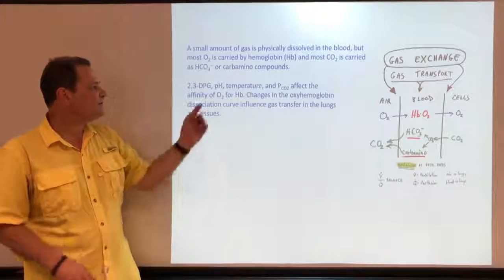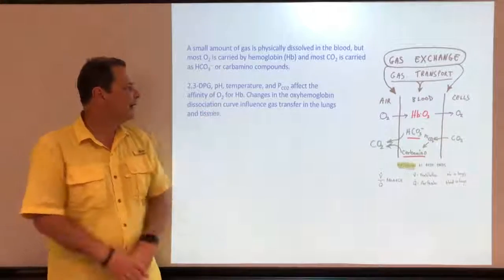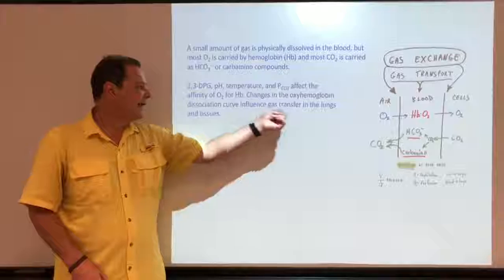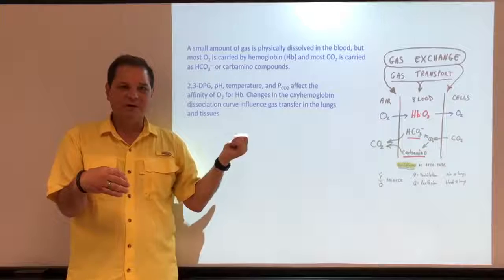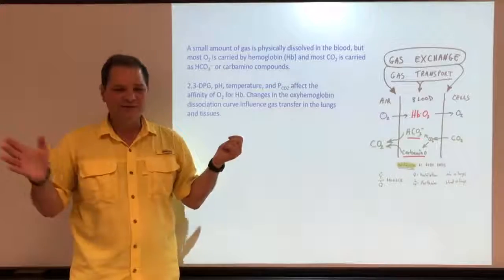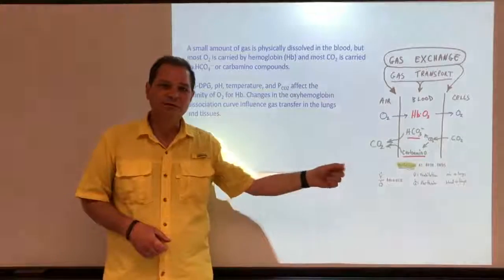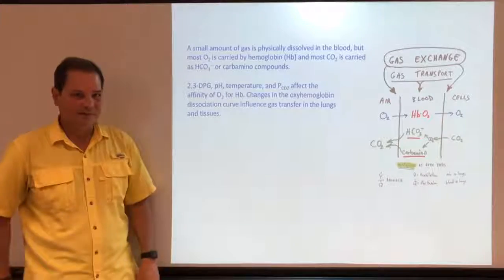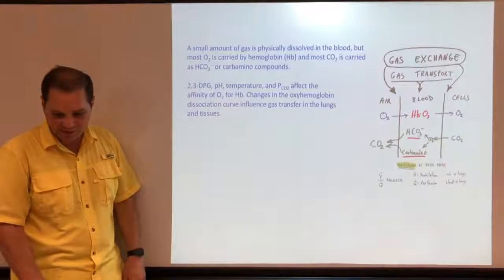We have things like temperature and pH, 2,3-DPG. These things affect the affinity of hemoglobin for oxygen, and they can change the gas transfer in the lungs, because they can make oxygen bind either more tightly or more loosely. If it's binding more loosely, it's easier to get rid of oxygen in the tissues. If it's bound more tightly, it's going to hang on to that oxygen and make it more difficult. So these are things to bear in mind, and again, we'll talk a lot about that later.